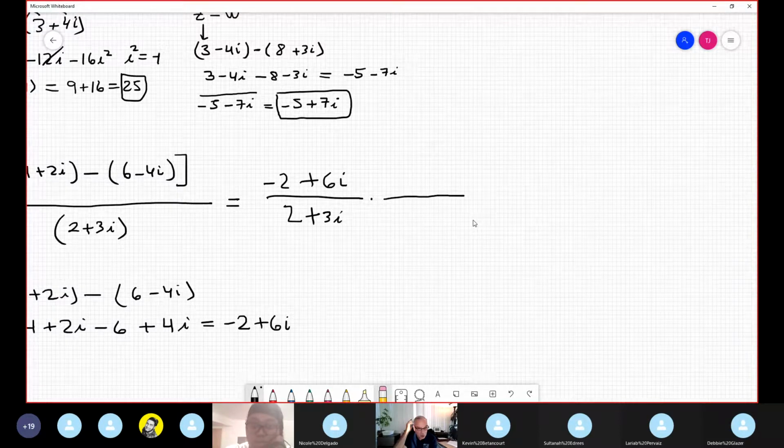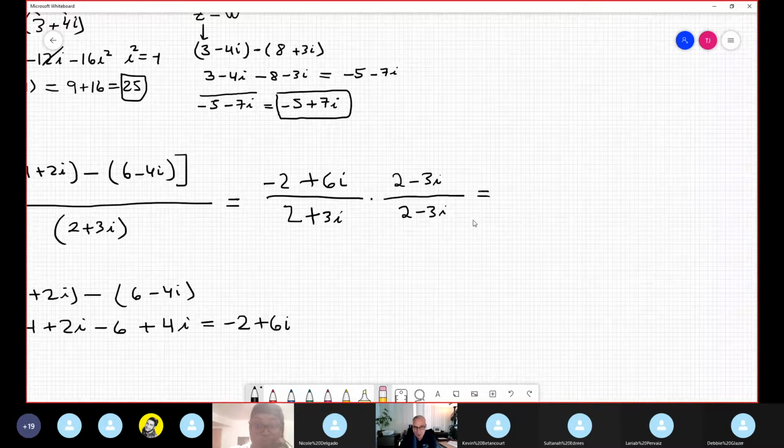Division, remember, we multiply by the conjugate of the complex number in the denominator, in our case 2 minus 3i. 2 minus 3i. And the rest is easy. Multiplication, the top and bottom, right? Let's do it step by step. I prefer doing the bottom first because it's easier.